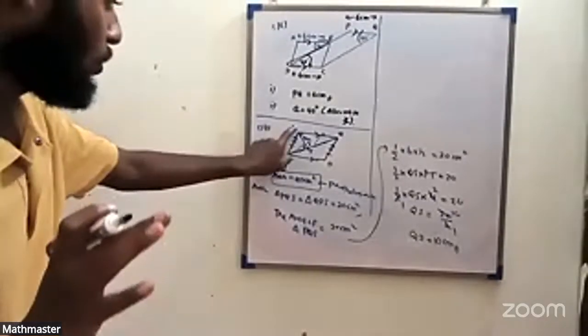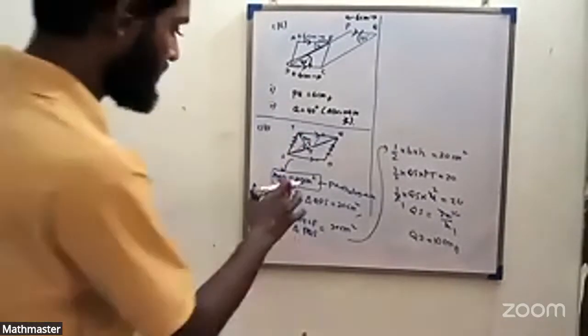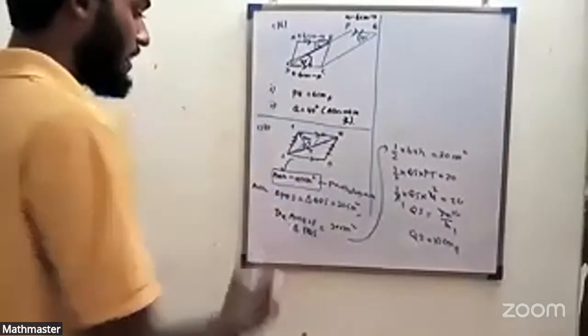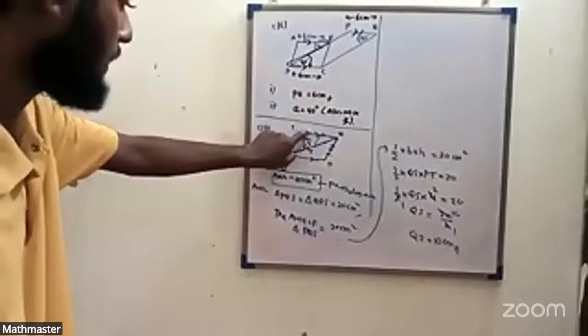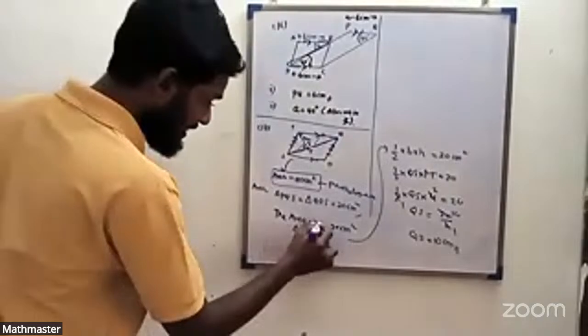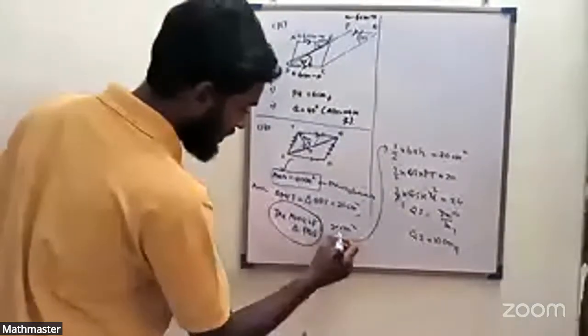So the total area is 40 centimeters squared. For this entire parallelogram, the area is 40 centimeters squared. That means when it bisects, what happens? This becomes 20, here 20. That you have to understand. Then the area of triangle PQS is found as 20.